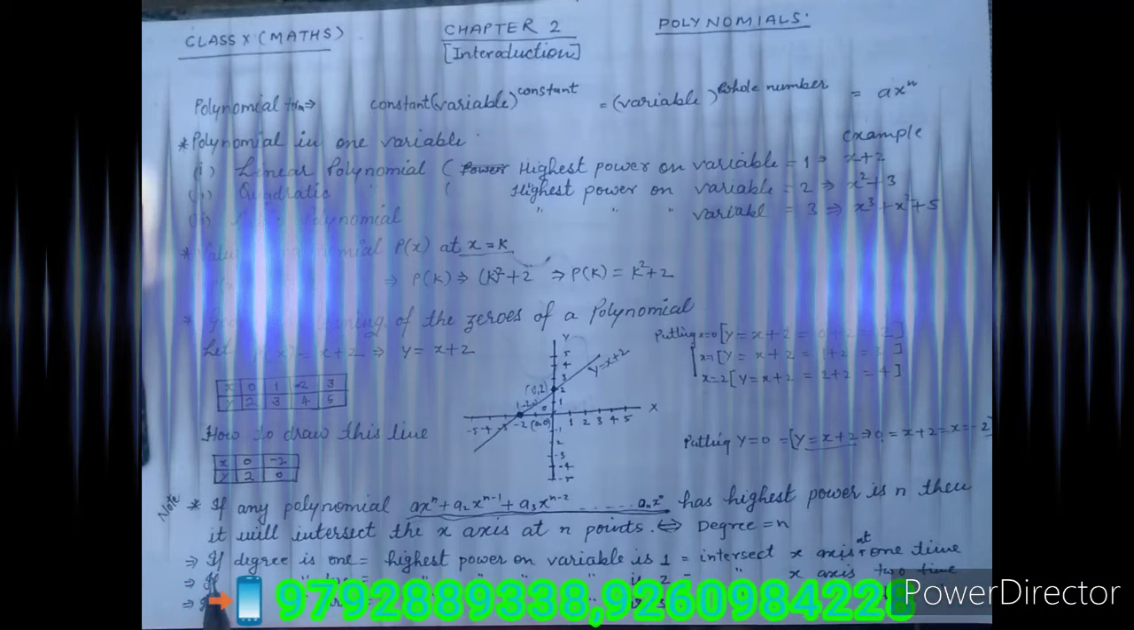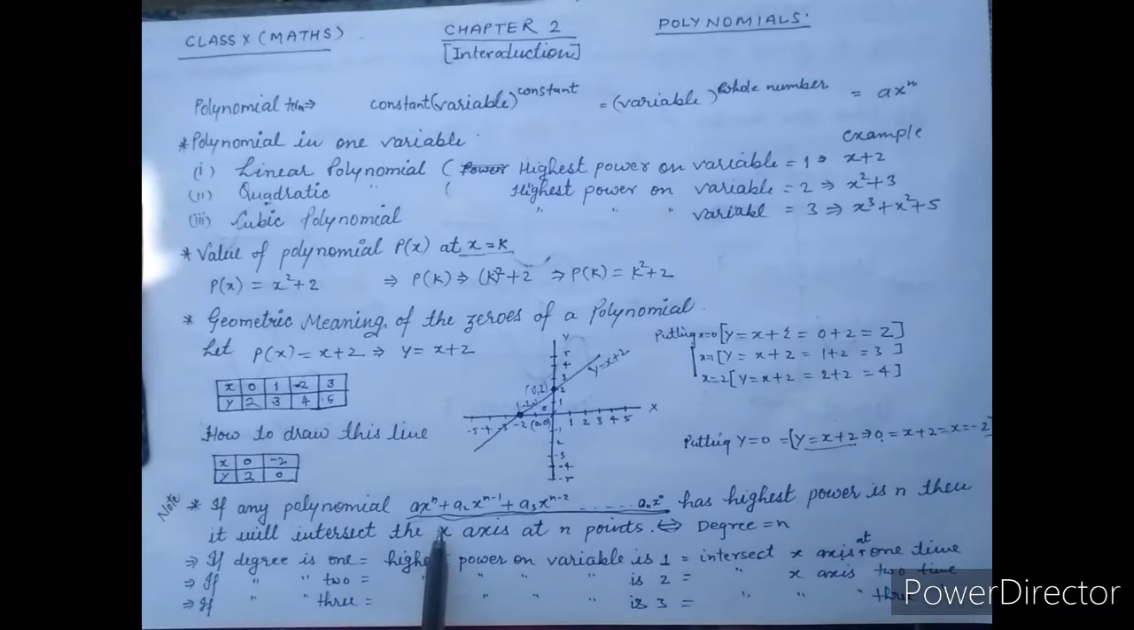So you can say it is known, if any polynomial a1 x power n plus a2 x power n minus 1 plus a3 x to the power n minus 2 and so on, up to a_n x power 0. Actually, this is a standard form of a polynomial. You can learn and write.